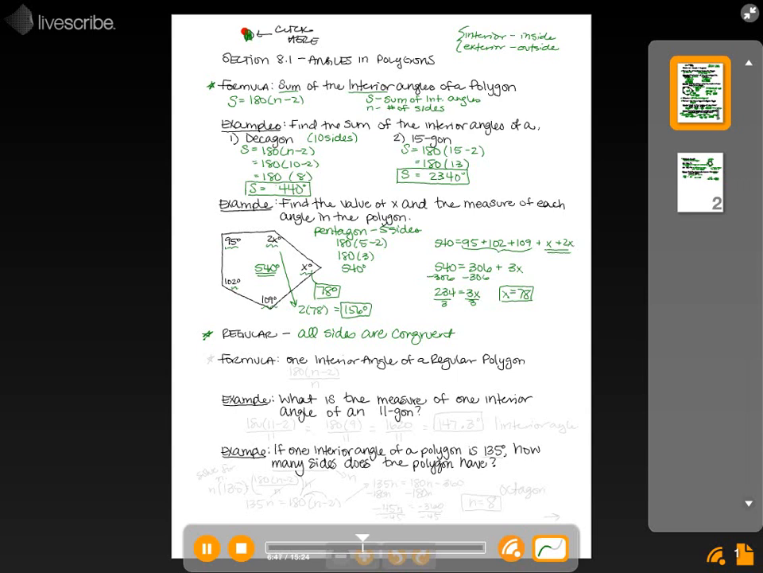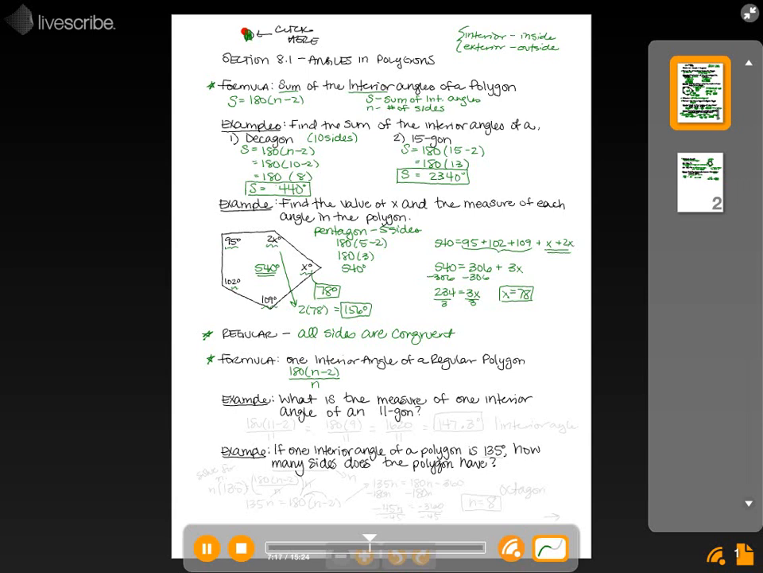Now, if we have a regular polygon, we have another formula we need to know. And it's the formula for one interior angle of a regular polygon. It's just one of the inside angles, not all of them added together. To figure that out, we do use the formula for all of them added together, but then we divide that by n, by the number of sides, or the number of angles. Because the number of sides is going to match the number of angles. And since all the sides are congruent, all our angles will be congruent.